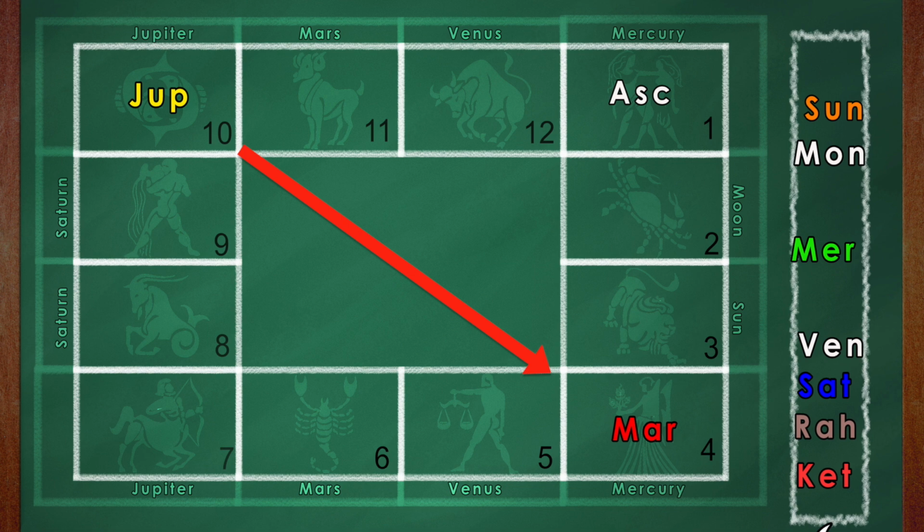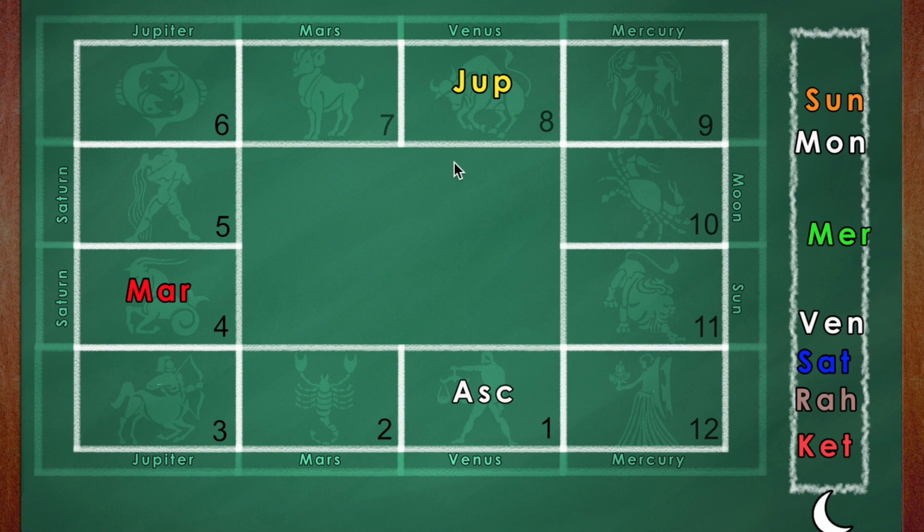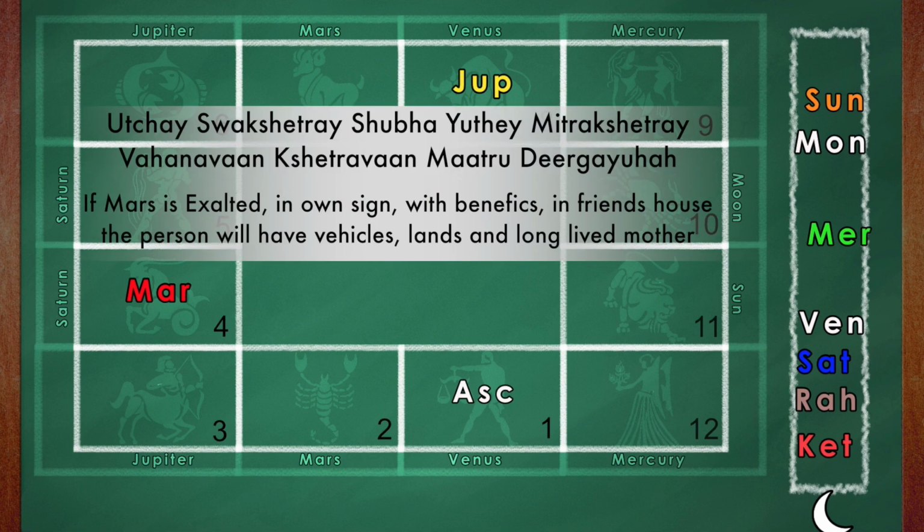The moment you see a badly placed Mars in the fourth, it could be aspected by Jupiter, whose aspect or conjunction cancels the doshas of any planet. So if Mars is in his own sign, Aries or Scorpio, or in his sign of exaltation, as in Capricorn, and is in conjunction with a benefic or in a friendly sign, the native will own conveyances, lands, and his mother will be long lived.